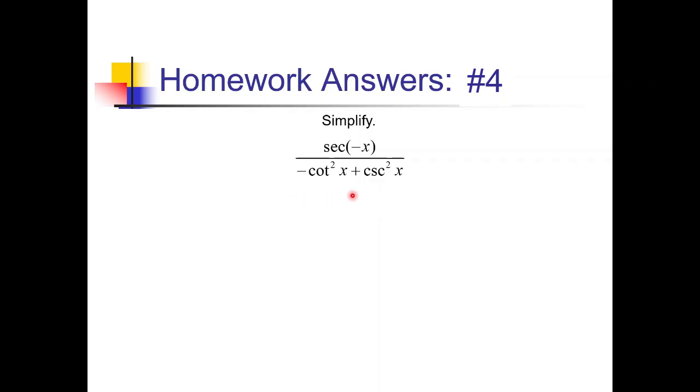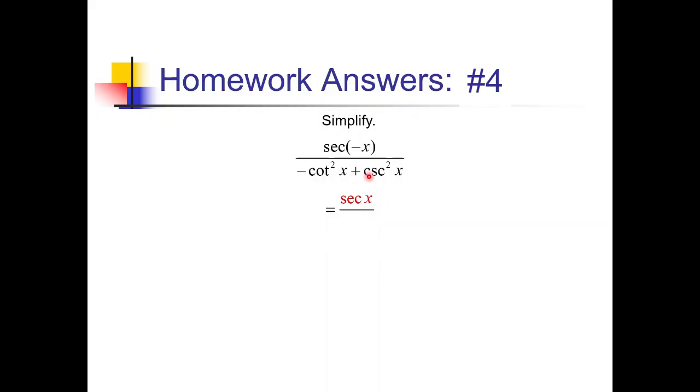Now one thing that we have to do first on this problem, since we have a negative angle, is use our negative angle identity. There's 6 of them depending on your trig function. The relevant one here is that secant of negative x equals secant of x, and it's related to the cosine of negative x equaling just cosine of x. It's an even function. So we can rewrite this as just secant of positive x.